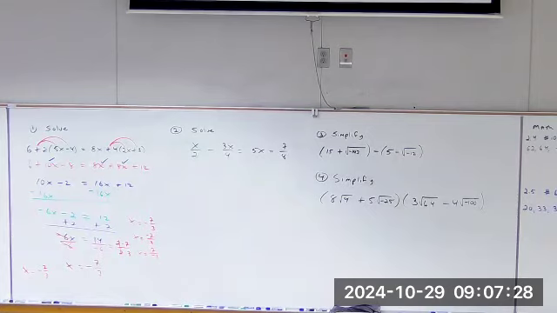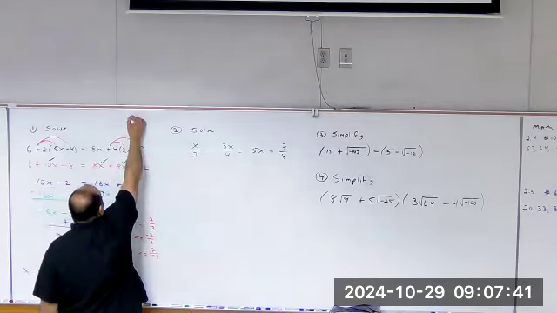Step 2 is another solve. This one has fractions. Step 1, simplify both sides completely. Undo fractions if we have fractions, and we undo the fractions by multiplying by the least common denominator.